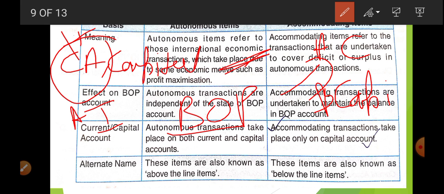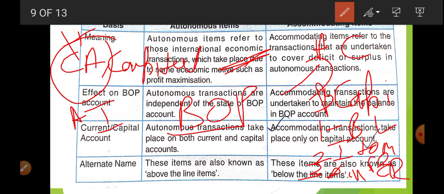In the capital account there are three components. First is borrowing and lending. Second is investment to and from. And third is change in foreign exchange reserve. Remember this last one, change in foreign exchange reserve, it is done to balance the BOP. So in this way accommodating is only related to the capital account, while autonomous is related to both.